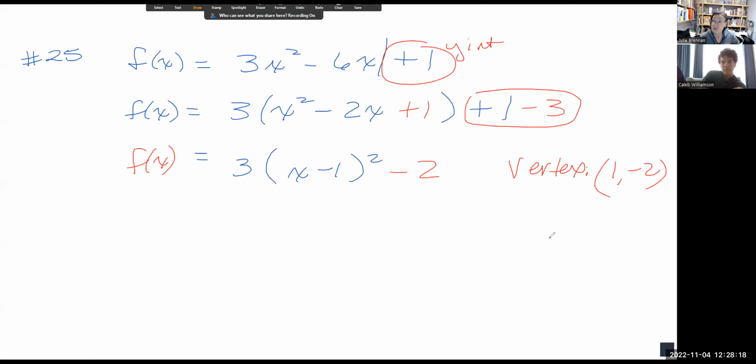If you want your zeros, you would just set this equal to 0, which would give you 2 positive. You'd divide by 3 to get this. You end up with x minus 1 is equal to plus or minus the square root of 2/3. Wouldn't that just be √5/3? Where do you get the 5 from? √6/3. Root 6. Because you have a rational under the root. If you rationalize it, yeah.